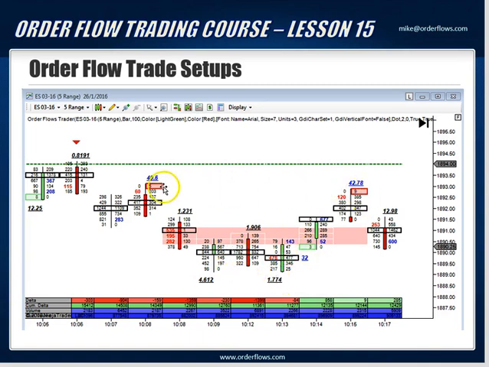Rallied back up towards this single print. Then again, another single print. So it's telling me price up here is being rejected. Up here at 93.5, and it just sort of hangs around the level without going down.